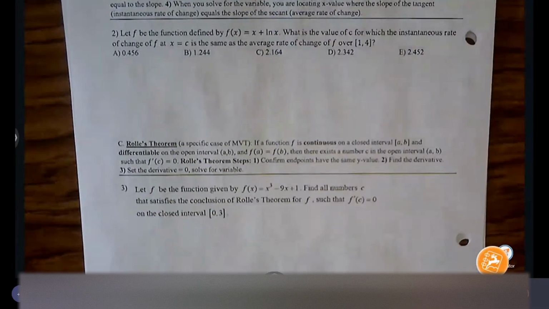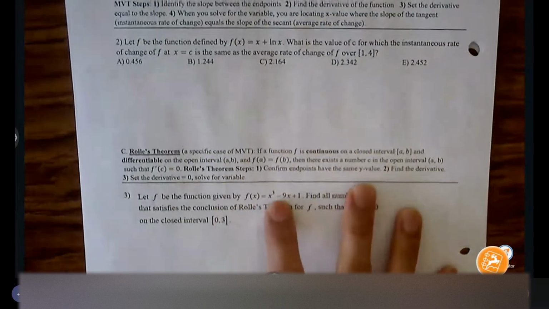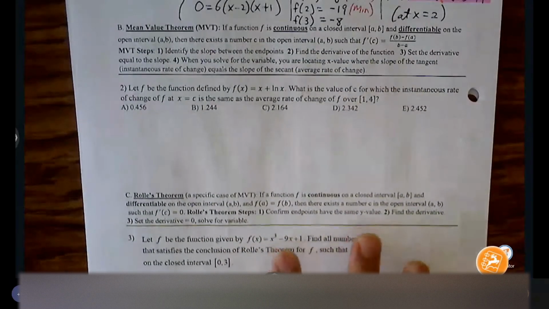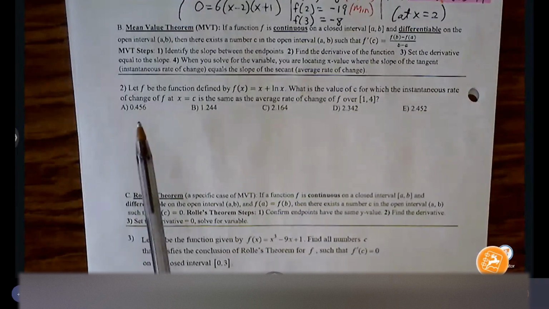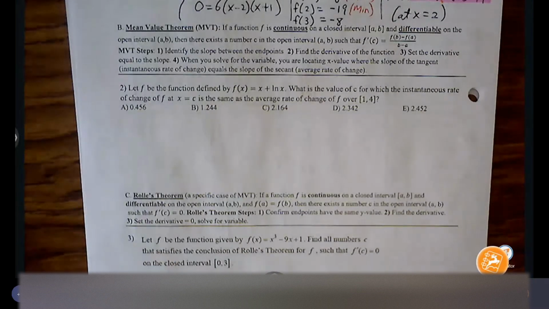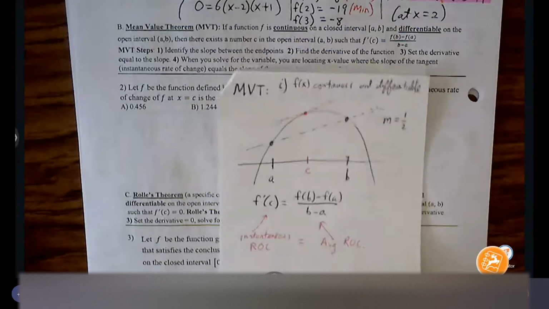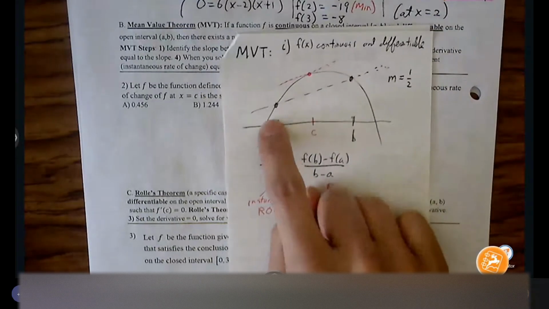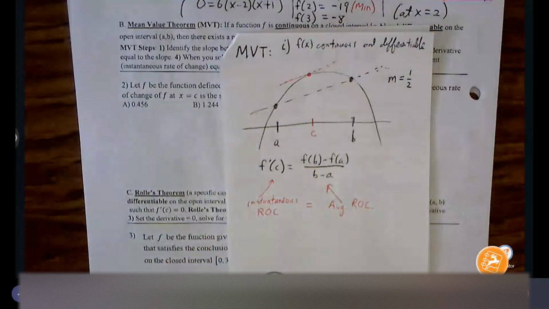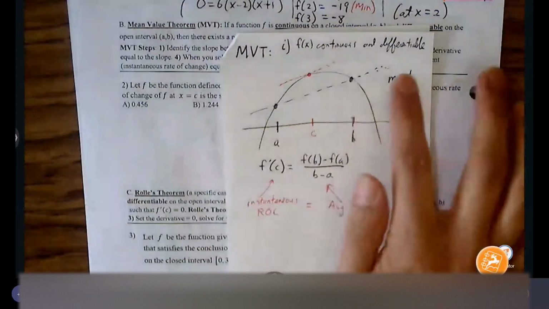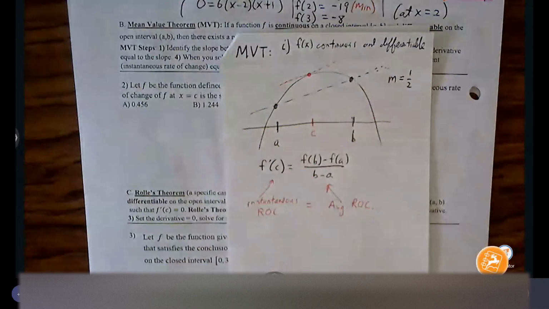Okay, so let's look at example 2 here. I just want to give another quick example, just a visualization. Let's say you're taking a road trip, right? And that road trip was 300 miles. And it took you 5 hours to complete that road trip.